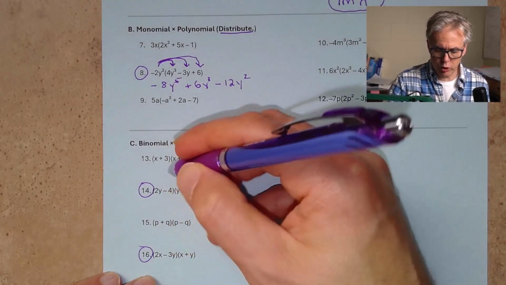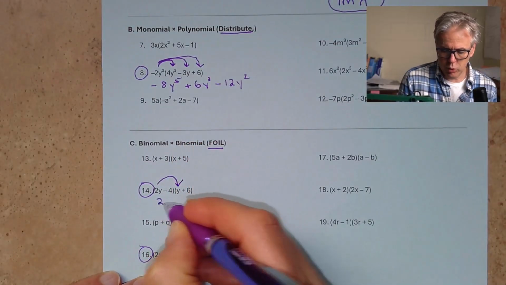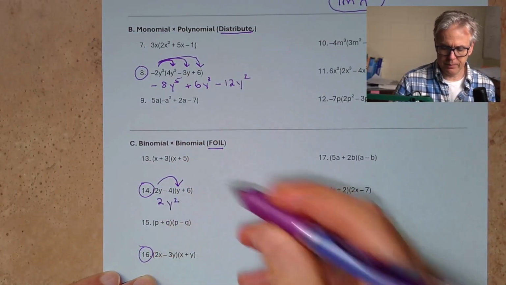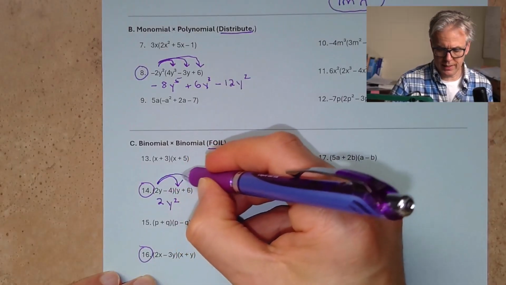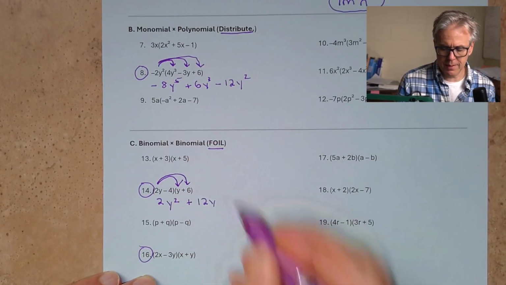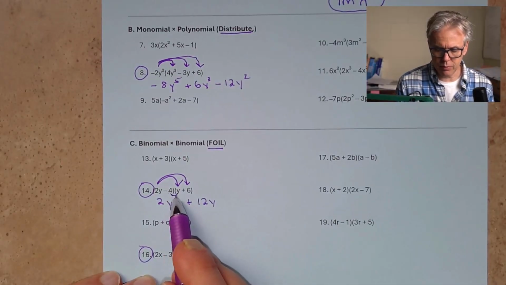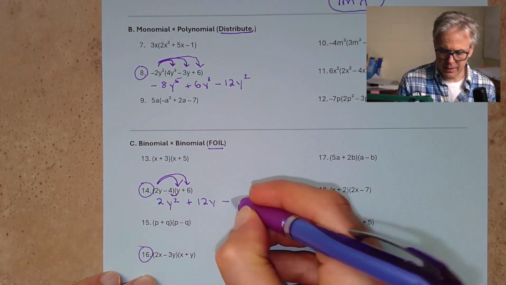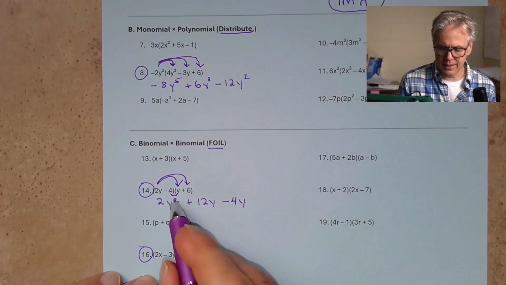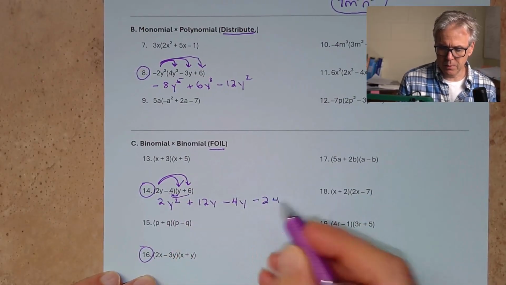So we're going to have here 2y times y. There's going to be what? 2y squared. And then move to the next one. 2y times 6. Yep, plus 12y. And then shift over to the next term. Negative 4 times y. Going to be minus 4y. Negative 4 times 6 is a minus 24.